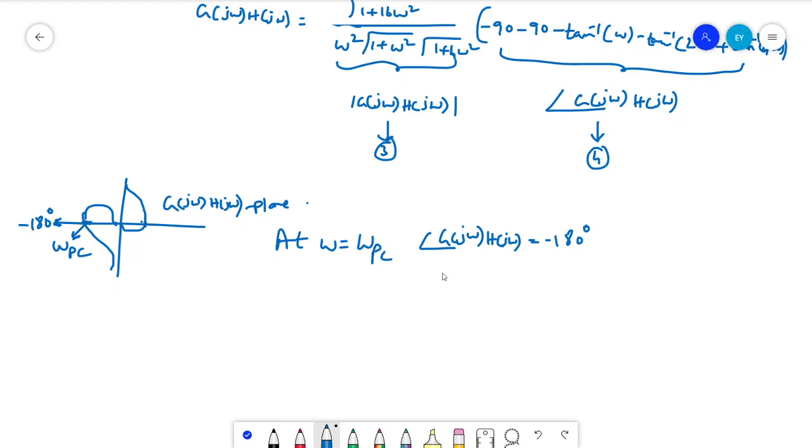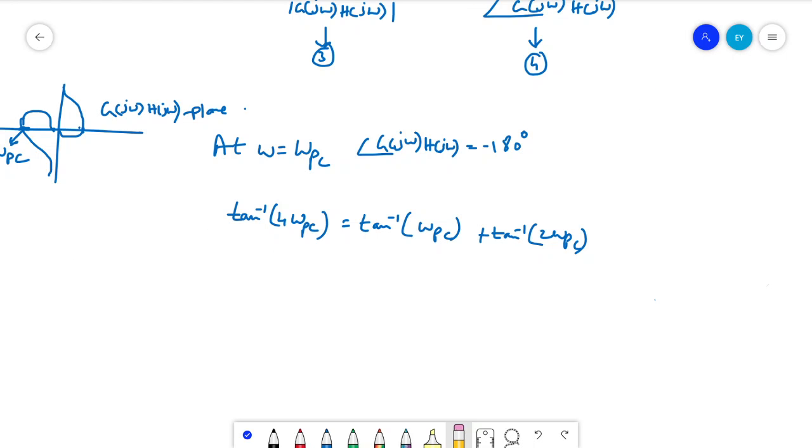And how can we write that? We can write a positive sign on one side and a negative sign on the other side, so poles and zeros will be separated in terms of phase. Okay, tan inverse of 4 omega pc equal to tan inverse of omega pc plus tan inverse of 2 omega pc. So take tan on both sides. If you multiply tan on both sides, how does it become? Tan of tan inverse of 4 omega pc is equal to tan of this whole thing. This whole thing I'll take as some x.